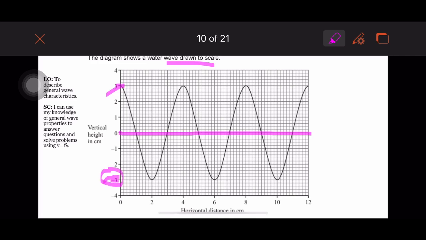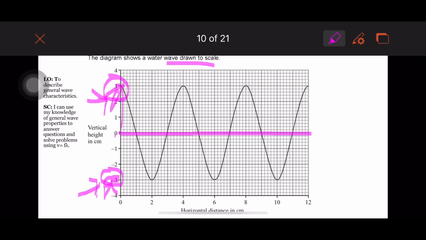Now it says -3 here. It doesn't mean that it has a negative value. It's just telling you the direction of the wave. It's below the rest position, therefore it's a negative sign. This is above the rest position, that's why it's a positive sign. It doesn't mean that this has a lesser value than the 3 above. No, it means that they have the same values, only their directions are different. Okay, so that's the highest and lowest point of the wave.